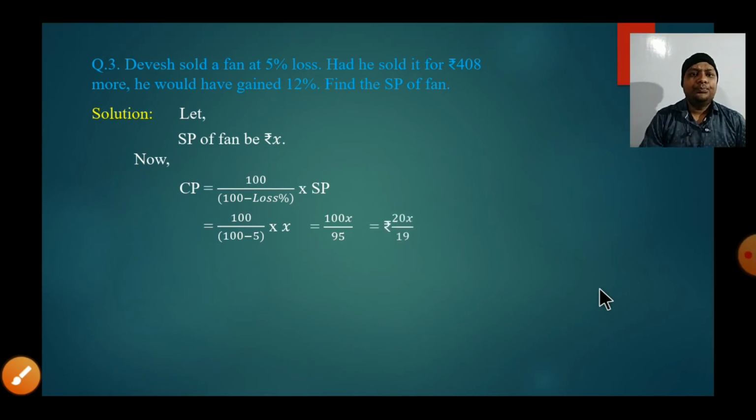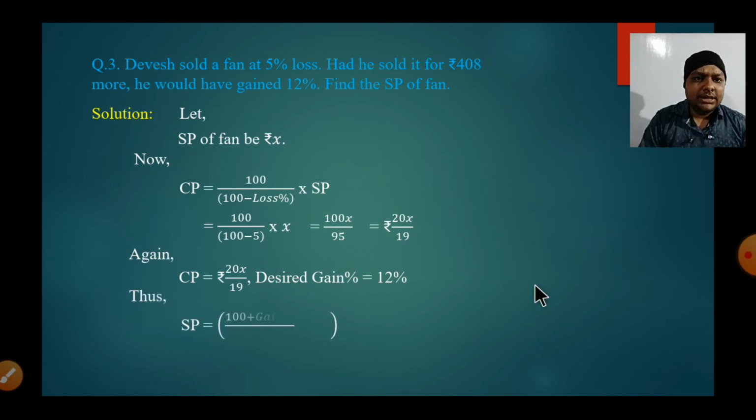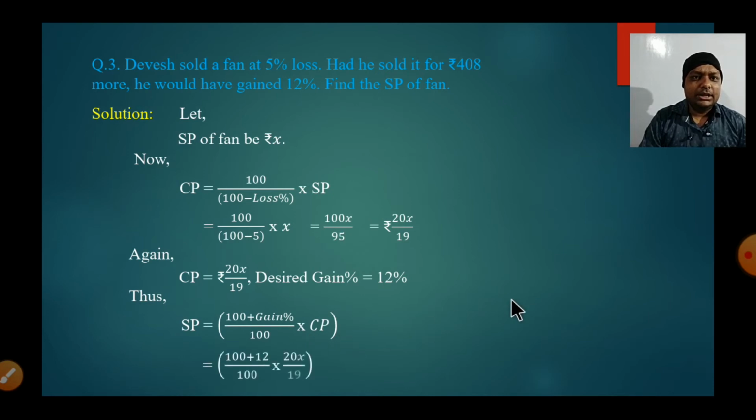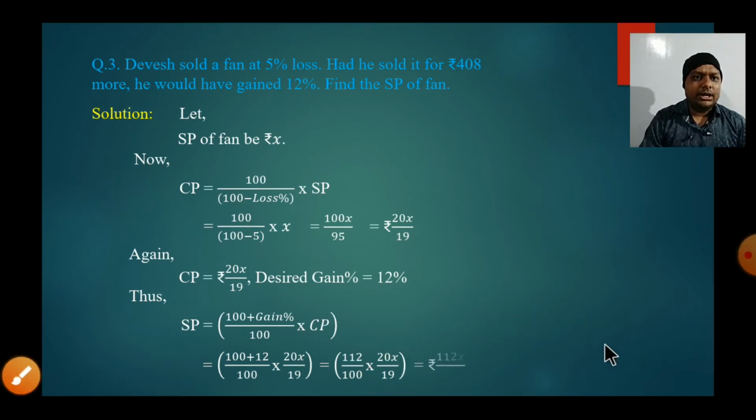Now again, it is given that CP is 20x by 19 and the desired gain percentage is 12%. So we can say, students, that the formula of SP is (100 plus gain percent) by 100 into CP. Then it will be (100 plus 12) by 100 into 20x by 19. It means 112 by 100 into 20x by 19. Now we can divide it: 20 and 100 by 20. Now nothing will be divisible. So 112 into x is 112x, and 5 into 19 is 95.